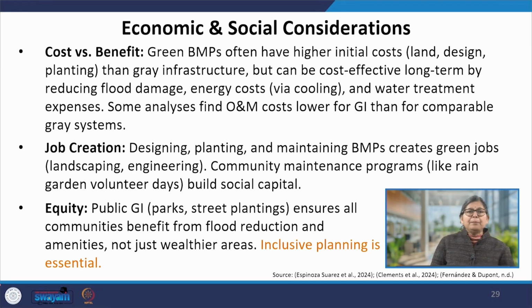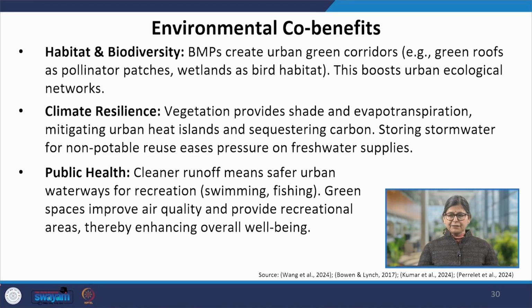Equity. Public green infrastructure like parks and street plantings ensure all communities benefit from the flood reduction and amenities, not just wealthier areas. Inclusive planning is essential for equity. Environmental co-benefits, habitat and biodiversity. BMPs create urban green corridors, green roofs as pollinator patches, wetlands as bird habitat. This boosts urban ecological networks.